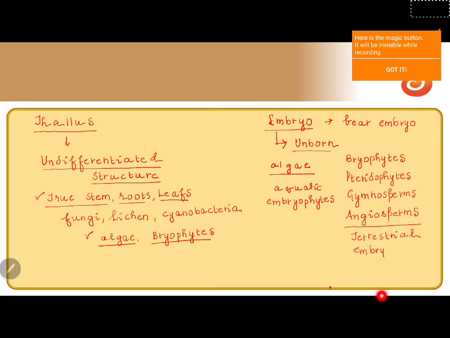So when we classify plants into thallophytes and embryophytes, it does not mean primitive thallophytes and advanced embryophytes. Even algae and bryophytes, which are thallophytes, are also embryophytes. So there is no classification here. There are fundamentals in understanding how the plant kingdom was classified initially. Am I clear? Yes.